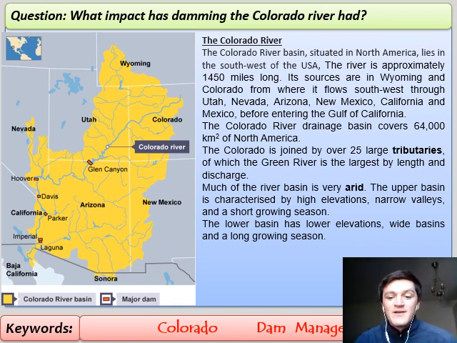And that's what we're going to use as our hinge, our focus for introducing the wider issues of damming rivers. Okay, and I'll talk a bit more about damming rivers in a second, but let's get started by finding out a bit about the Colorado River.